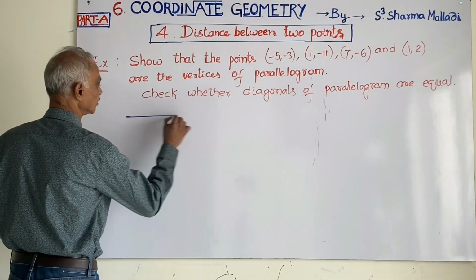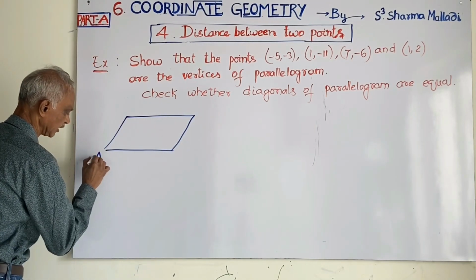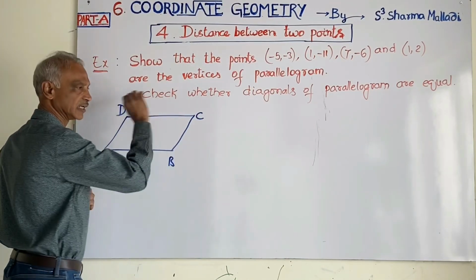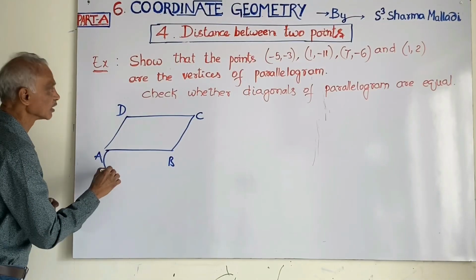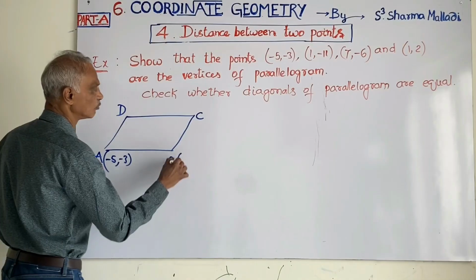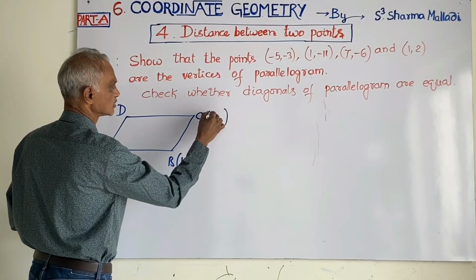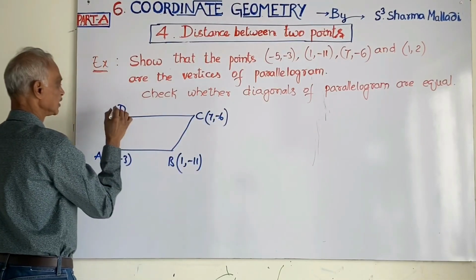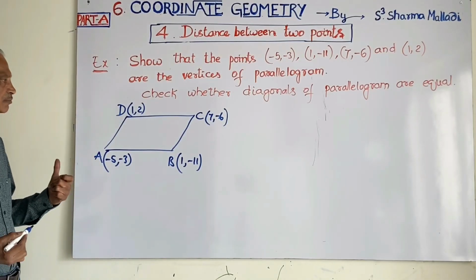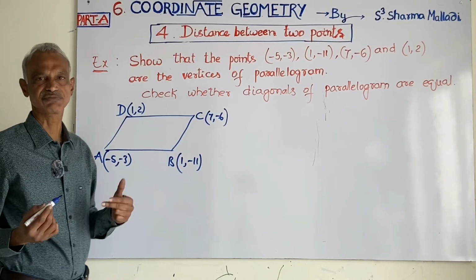First you take a parallelogram. I will take A, B, C, D. You have to take it like this or like this. What is A? You take minus 5, minus 3. And what is B? 1, minus 11. What is C? 7, minus 6. What is D? 1 comma 2. These are the vertices of a parallelogram. We have to check whether the opposite sides are equal or not by using the distance between 2 points.